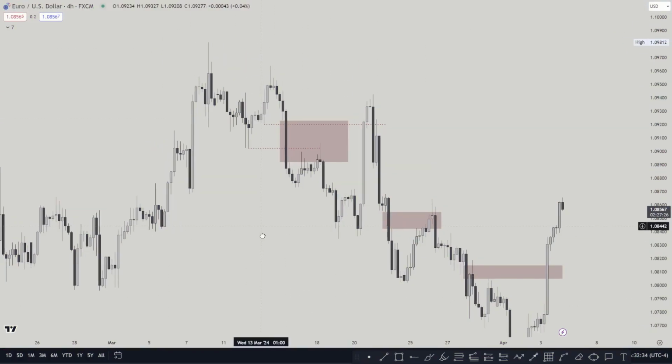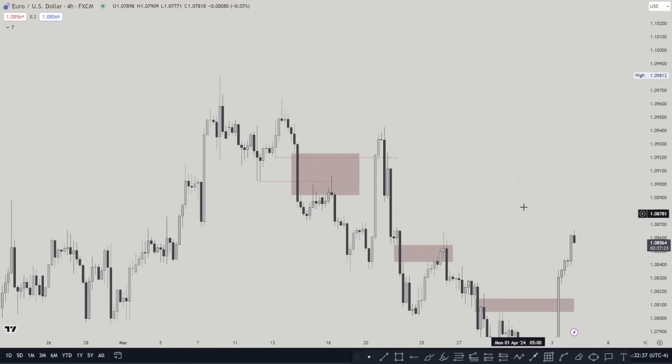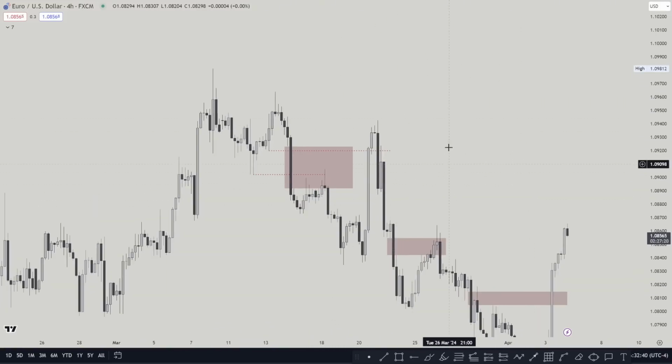This is it for the video. Hopefully you guys learned something new. Hopefully you use this method in order to filter out the bad fair value gaps and only focus on the high probability ones.